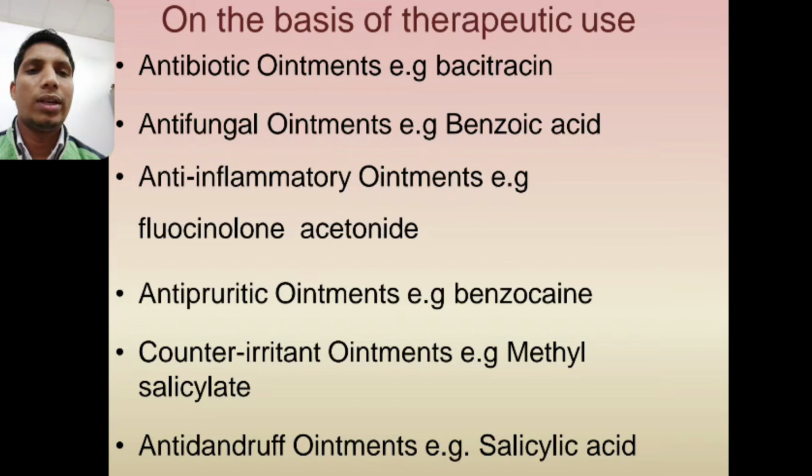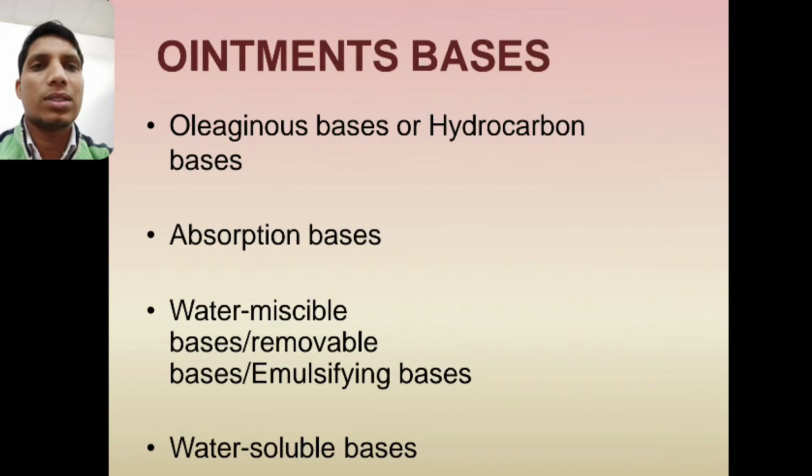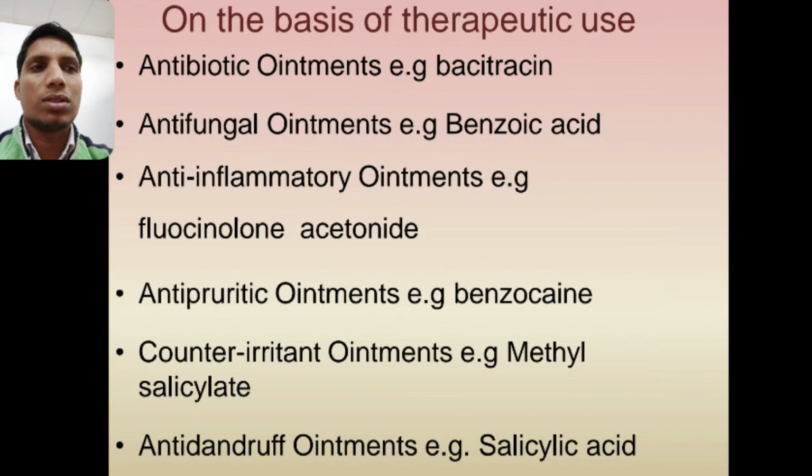Next is the counter irritant ointments. For example, methyl salicylate. They produce a cooling effect on the skin and a counter-irritating effect. Next is the anti-dandruff ointments. If a hairy layer structure is present on the skin, or dandruff is present on the hair, these are used.